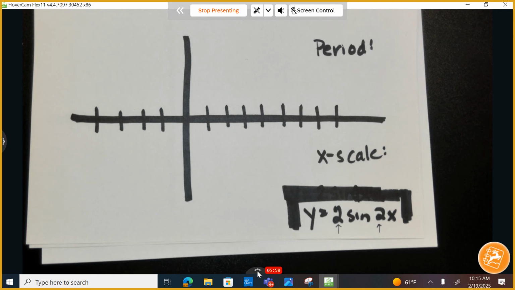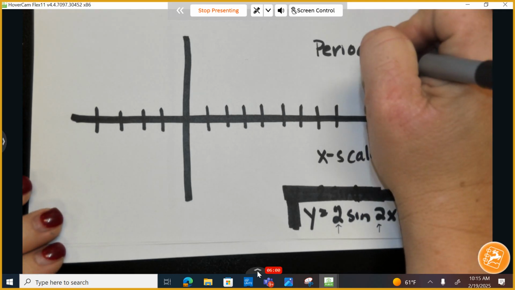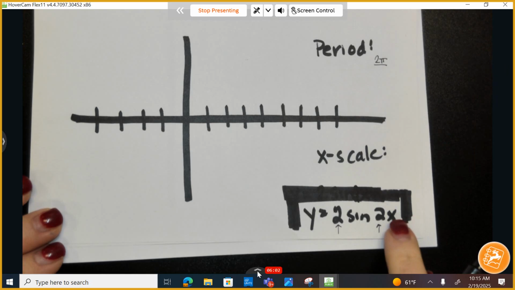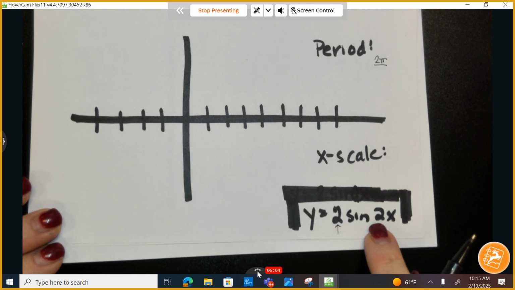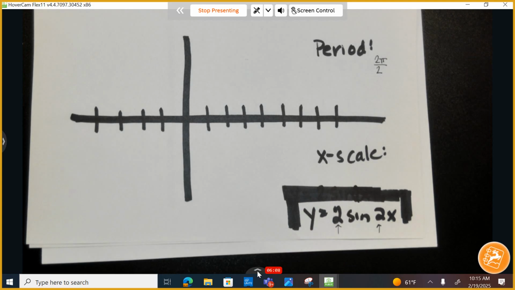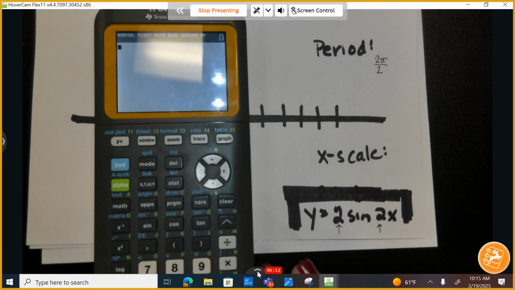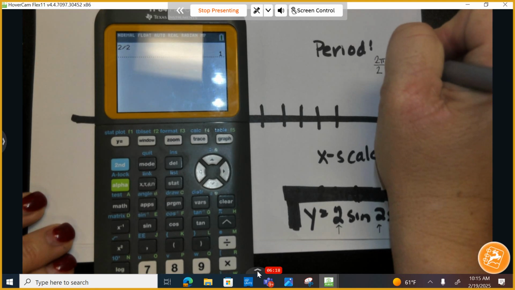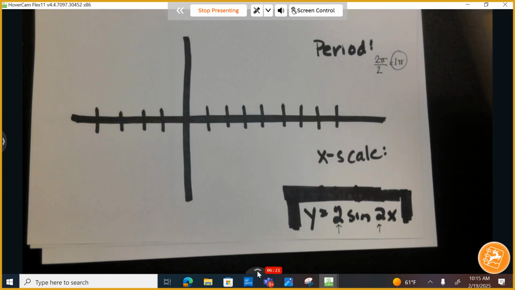How do we get started? The very first step is we're going to take 2 pi and divide it by whatever value is in front of the x. In this case, it's a 2. And then I'm going to simplify. Now, what if you're not great with simplifying? Then you grab your calculator. I'm going to exclude the pi, take 2 divided by 2, and we can see it simplifies to 1 pi.